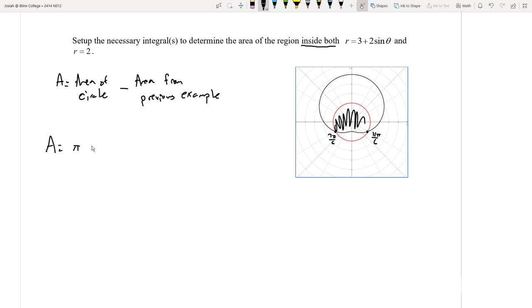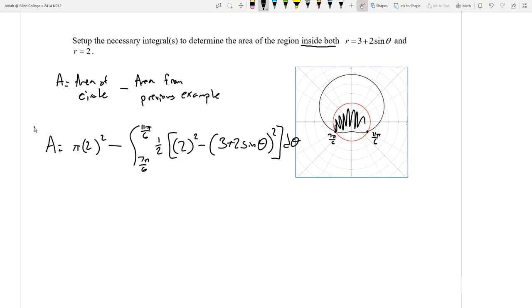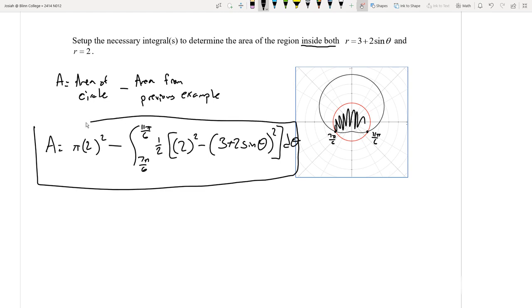So A equals pi r squared, pi times 2 squared, that's the area of the circle, and the red guy in there, minus the same integral that we had previous to this. So instead of messing around with those multiple integrals, this will be our integral. Right, and again, it's just taking pi r squared here and subtracting what we got before, right?